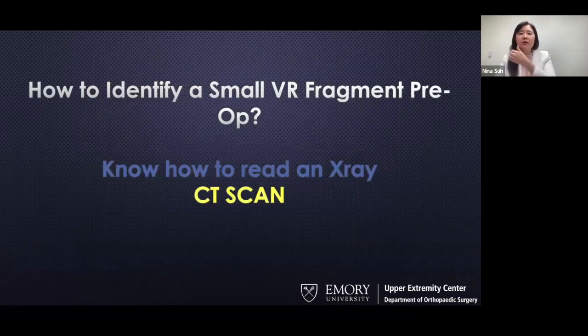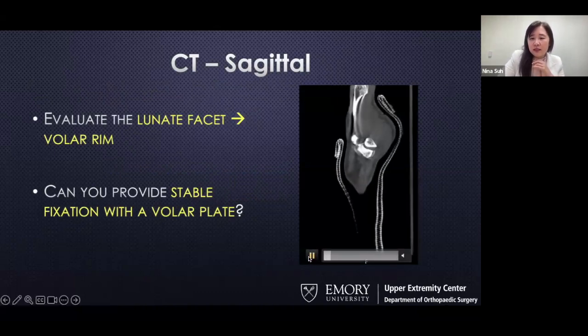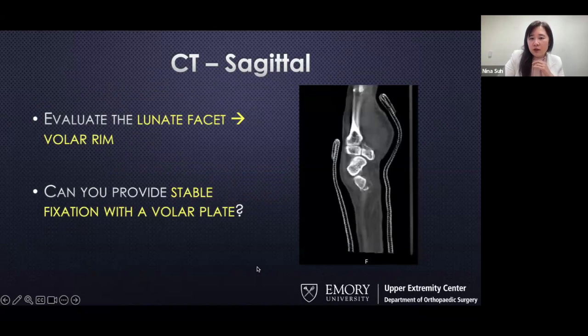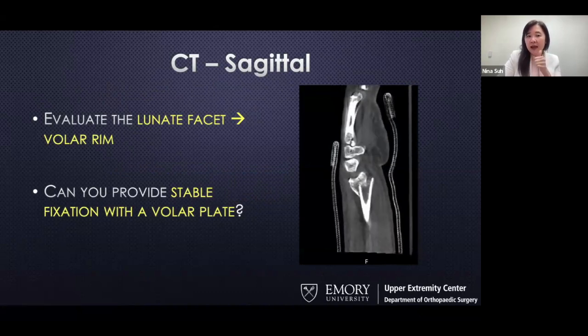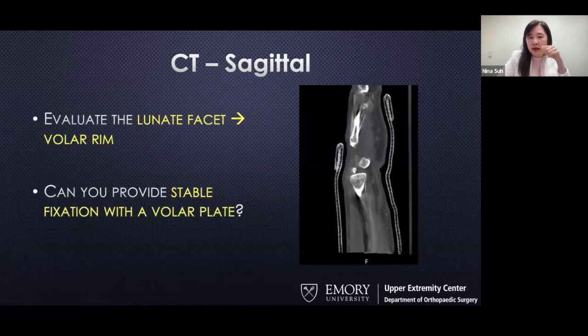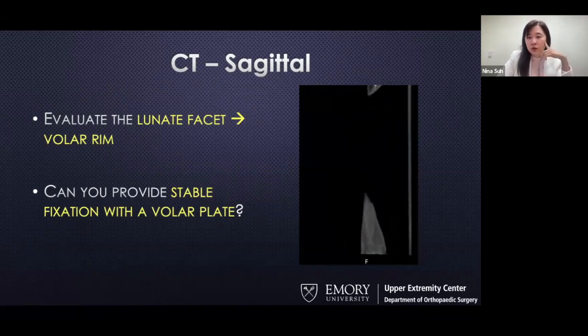So here's the question: how do you actually identify that fragment? Now we know this is a problem. It can lead to these types of complications. So how do you do it? X-rays, I think, are very important as our first step, but CT scans also help us. So what are we actually looking at in a CT scan? This is a sagittal CT, and what you want to do is really look at that lunate facet, look at that volar rim. How big is it? And is it stable? Is it going to be stable with just a volar plate? If not, you need to think about having other tools in your toolbox to help you secure that fragment.